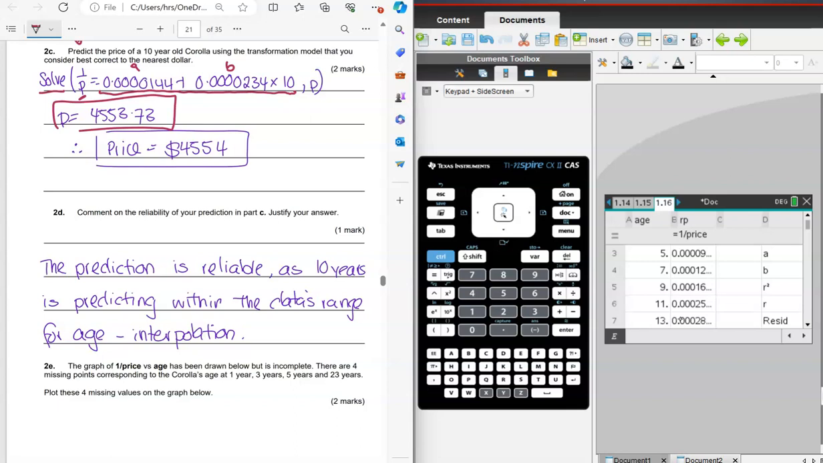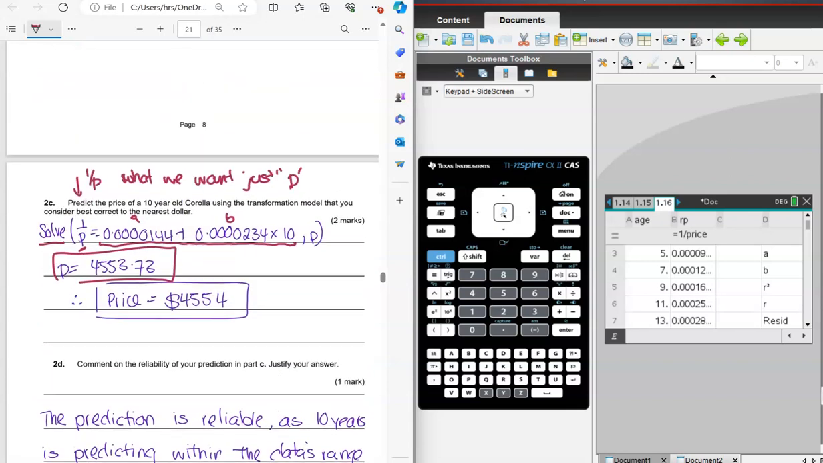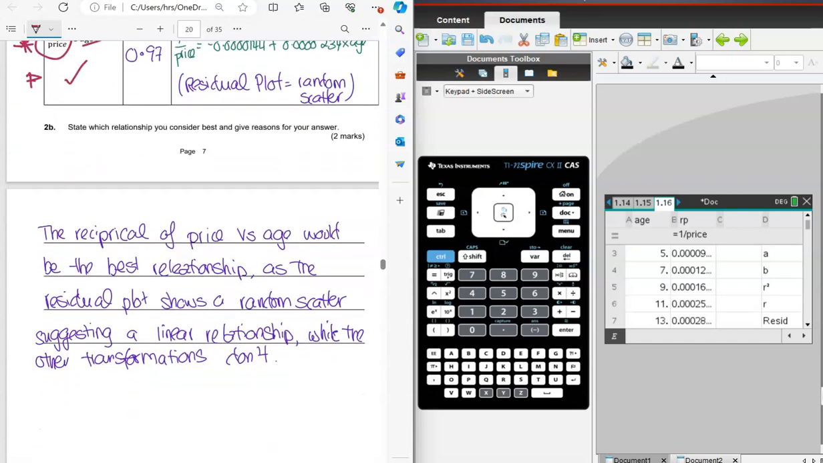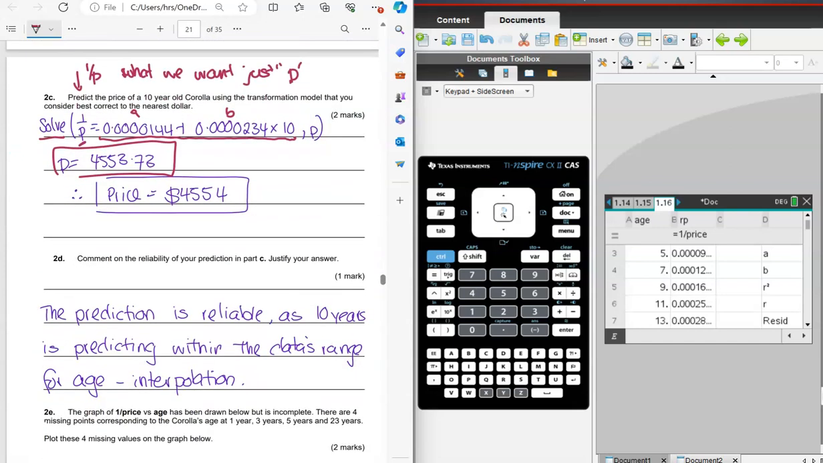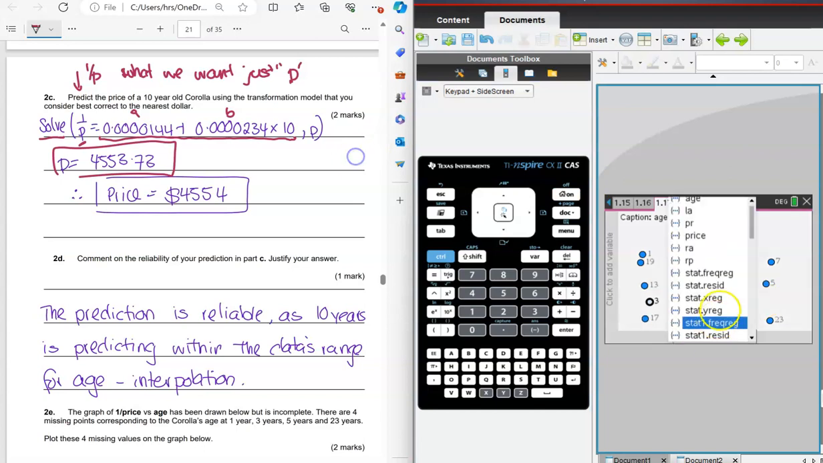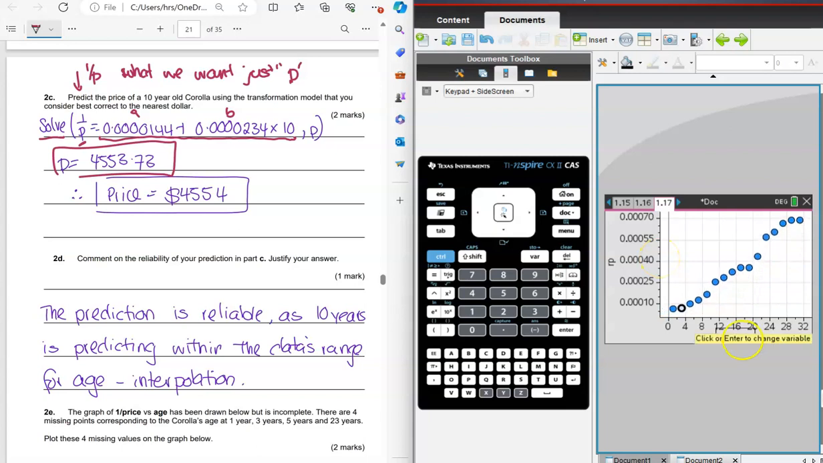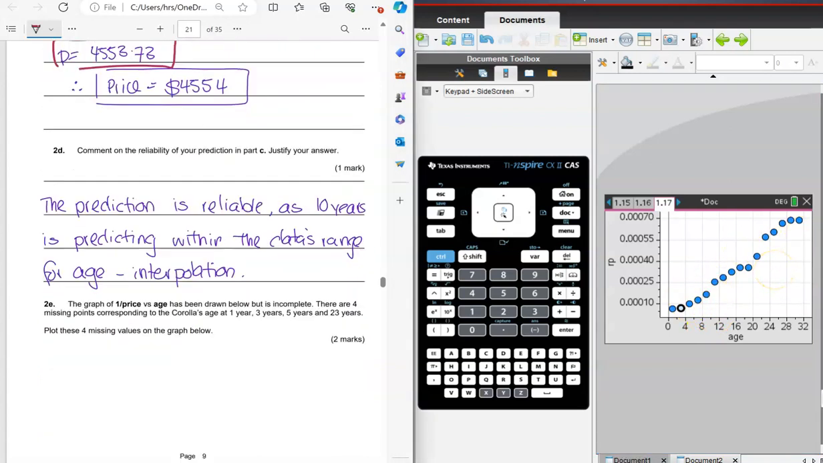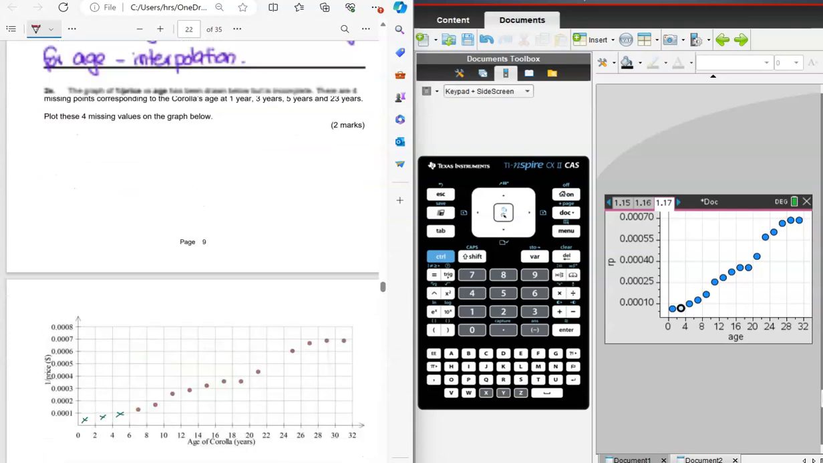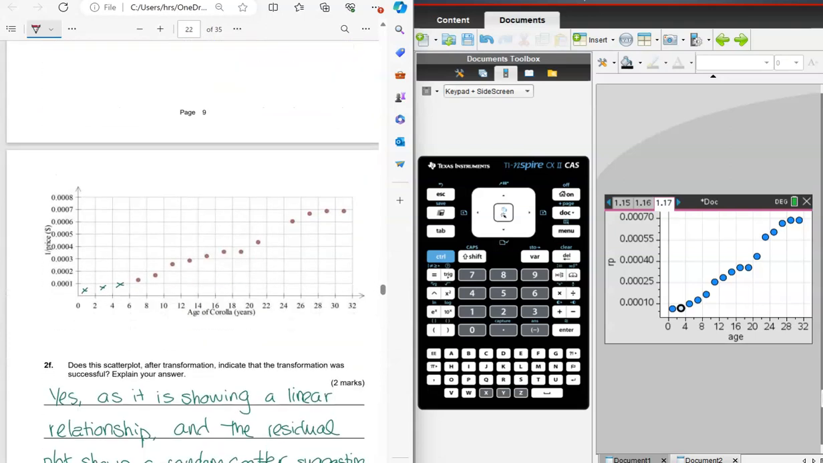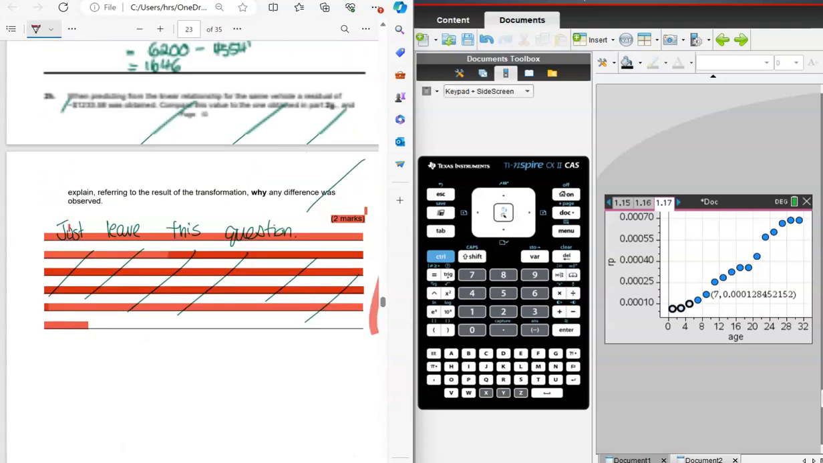And then it says comment on the reliability of this prediction. If I just go back, I can draw a graphic here. If we've got age and reciprocal price, you can see that 10 years, which is here, is within the dots. So therefore it's reliable, it's interpolation. And then what they ask us is actually to graph this. These first 3 dots were missing, I think, so you just pop them in on there, and then just keep going.